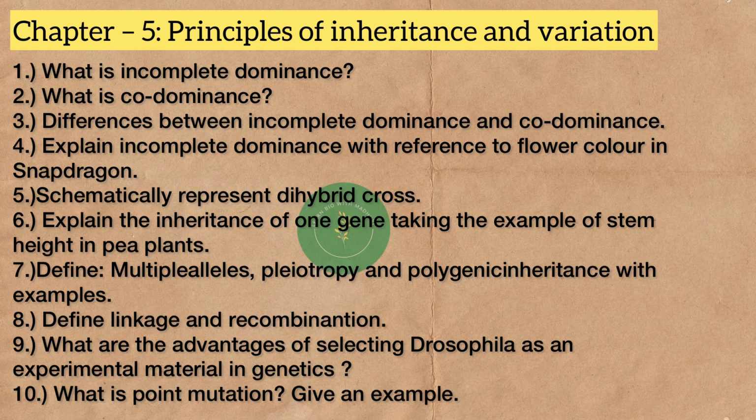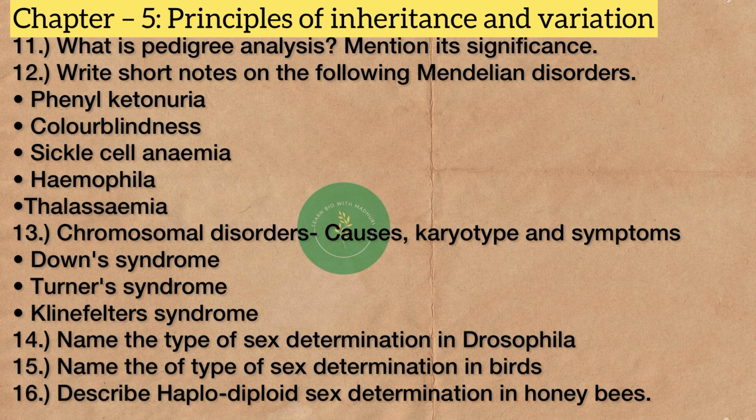Define linkage and recombination. Advantages of selecting Drosophila as an experimental material in genetics. This question has also been asked continuously. What is point mutation? Give an example. Pedigree analysis and its significance. Write short notes on Mendelian disorders like phenylketonuria, color blindness, sickle cell anemia, hemophilia, thalassemia.